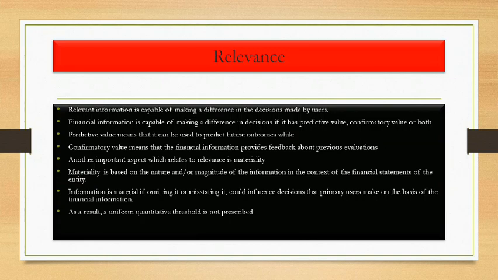Predictive value entails that it can be used to predict future outcomes, while confirmatory value entails that the financial information provides feedback about previous evaluation. Another important aspect which relates to relevance is materiality. Materiality is based on the nature or magnitude of the information in the context of the financial statements of the entity. Information is material if it is omitted or misstated. It could influence decisions that primary users make on the basis of the financial information. As a result, a uniform quantitative threshold is not prescribed.